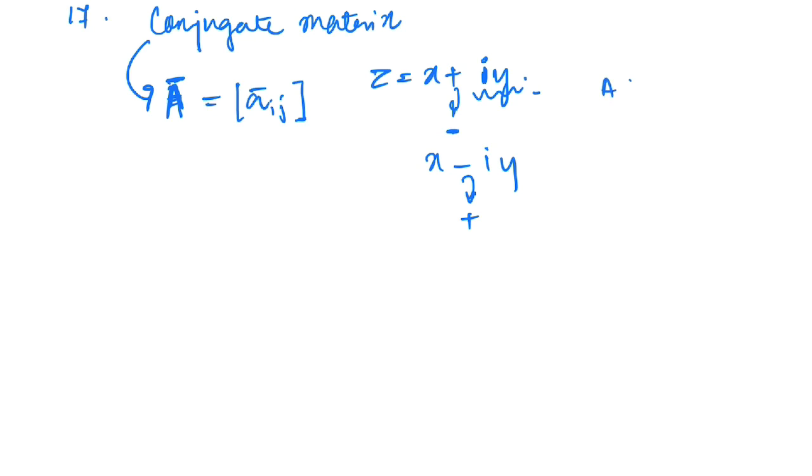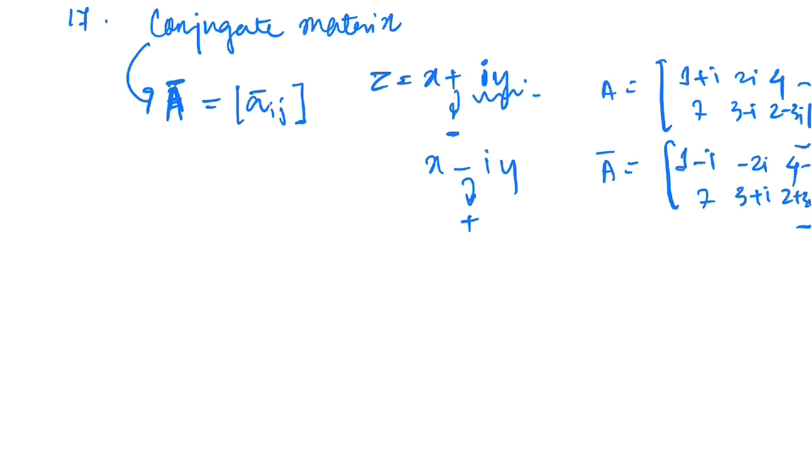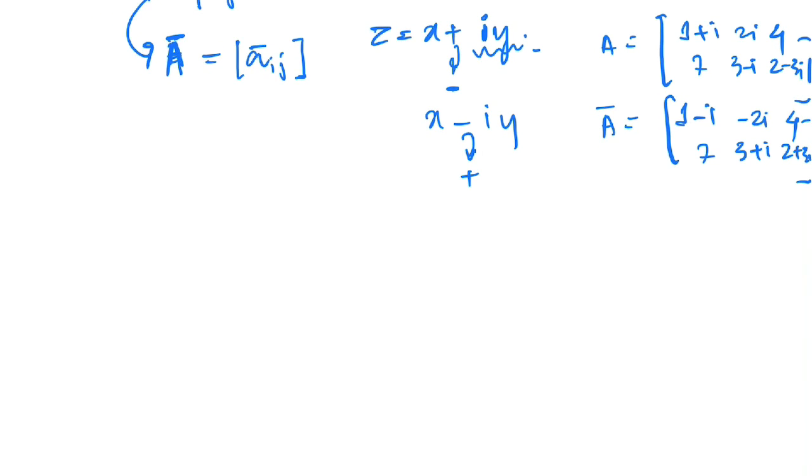I'll give an example. Like suppose A is 1 plus I, 2I, 4, 7, 3 minus I, 2 minus 3I. Suppose ऐसा है. A conjugate का क्या होगा? 1 minus I, minus 2I, फिर तुम्हारा 4, फिर 7, 3 plus I, फिर 2 plus 3I. ठीक है. बेसिकली जो भी इमेजिनरी पार्ट के साथ है उसका साइन तुमको चेंज करना है. लेट्स सी सम ऑफ द प्रॉपर्टीज.